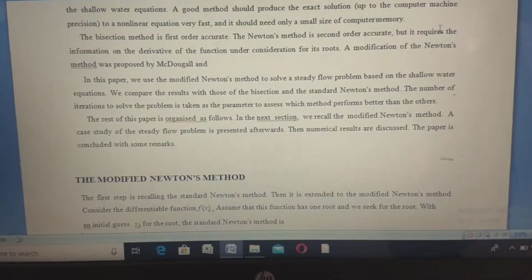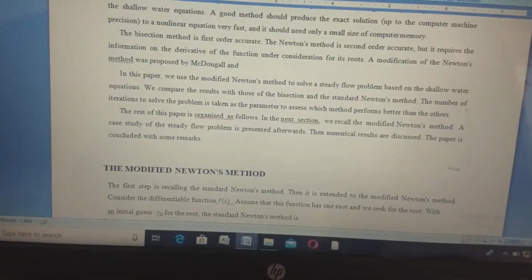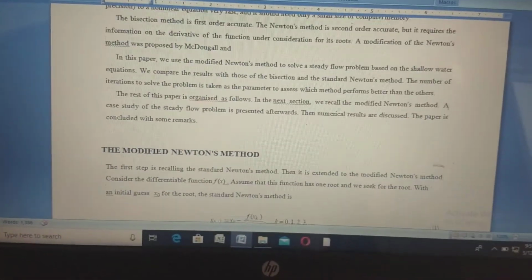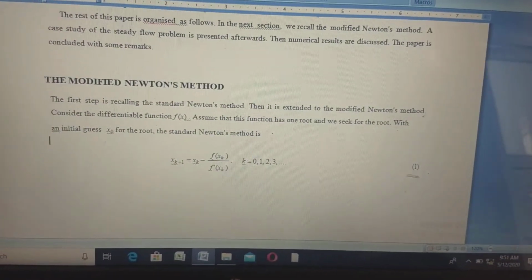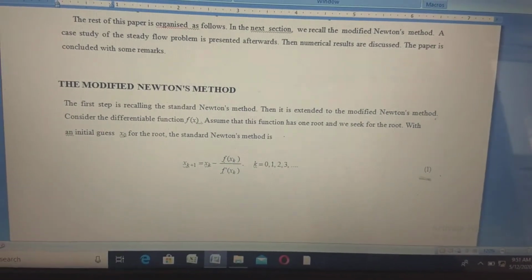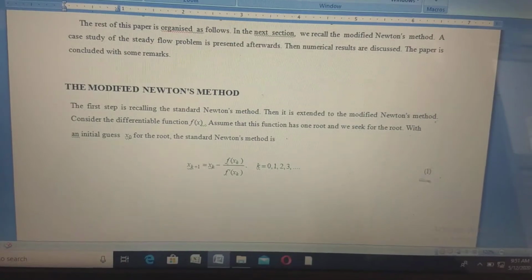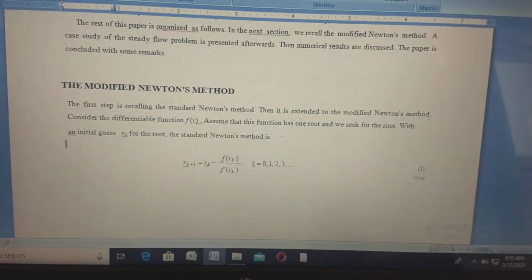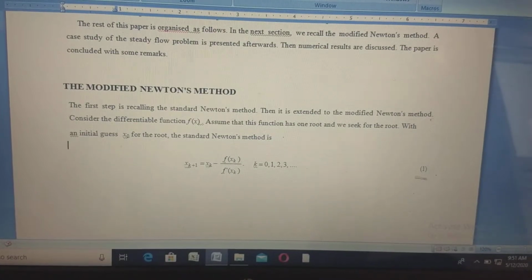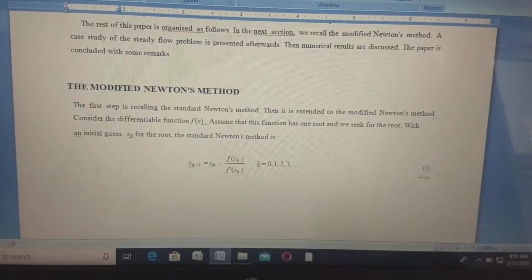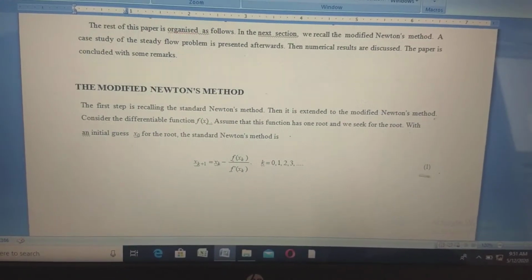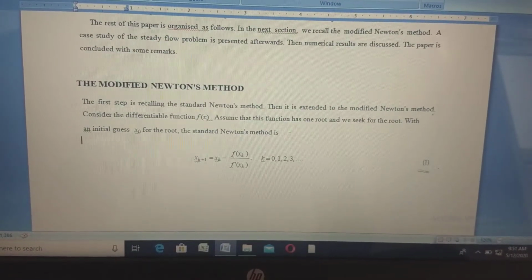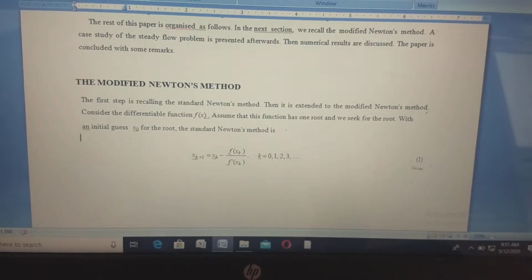The Newton's method. The modified Newton's method. The first step is recalling the standard Newton's method. Then it is extended to the modified Newton's method. Consider the differentiable function f of x. Assume that this function has one root and we seek the root with an initial guess x0 for the root. The standard Newton's method is x_{k+1} equals x_k minus f of x_k divided by f dash of x_k, k equals 0, 1, 2, 3, etc.